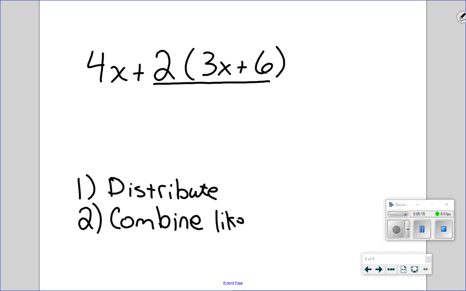So you might want to pause it and jot this down. First thing we do is distribute. The order does matter. You have to distribute first, then combine like terms. So we're going to do that with this one. We're going to distribute first.